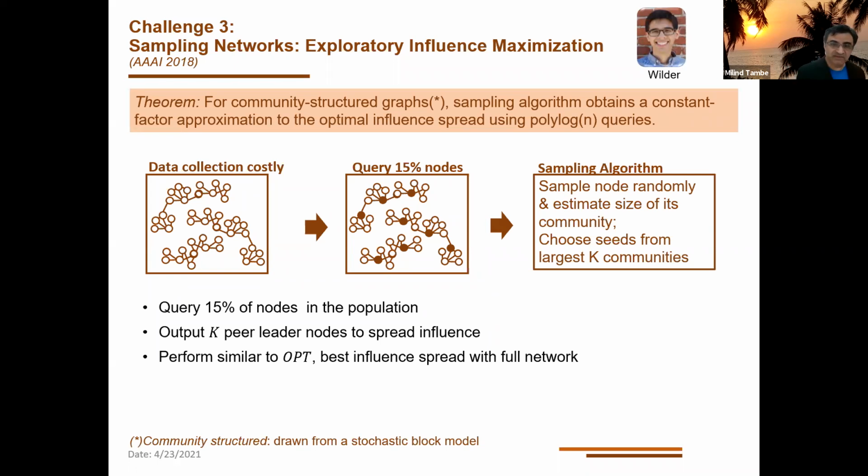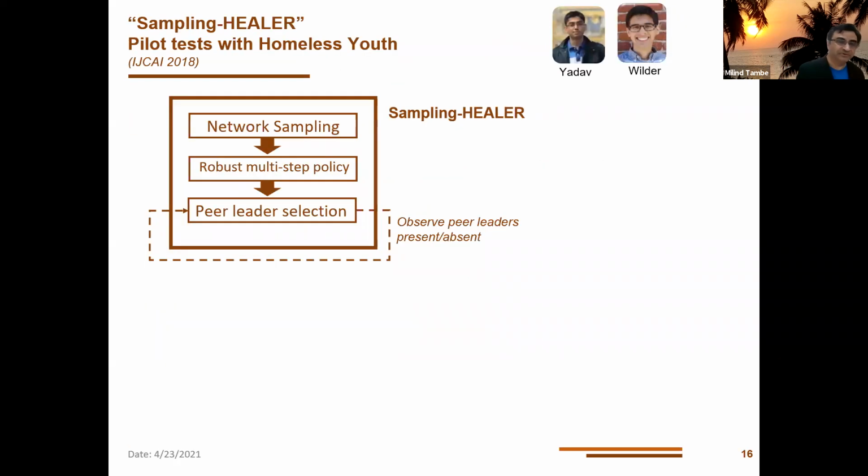Okay, so I've given you a sense of the 3 different challenges, and now it was time to take the solutions from these challenges that we've addressed and put them together in a single system and deploy it. So I'll call this system Sampling HEALER to emphasize the fact that the network is not known, we've sampled it. So it has network sampling, robust policy generation, and multi-step policy generation. It tells us which peer leaders to invite at each step.